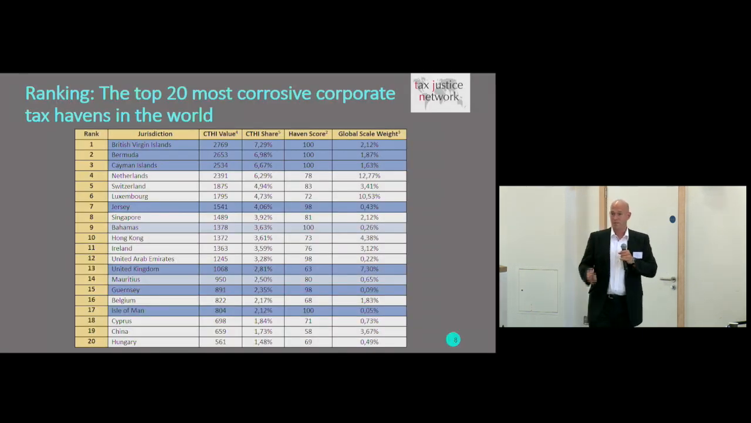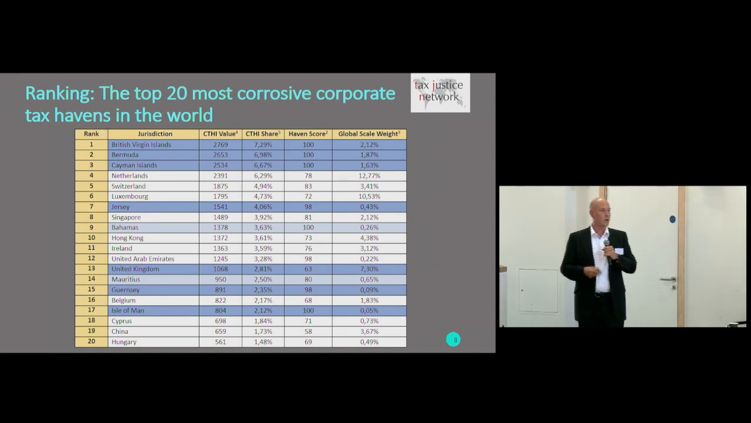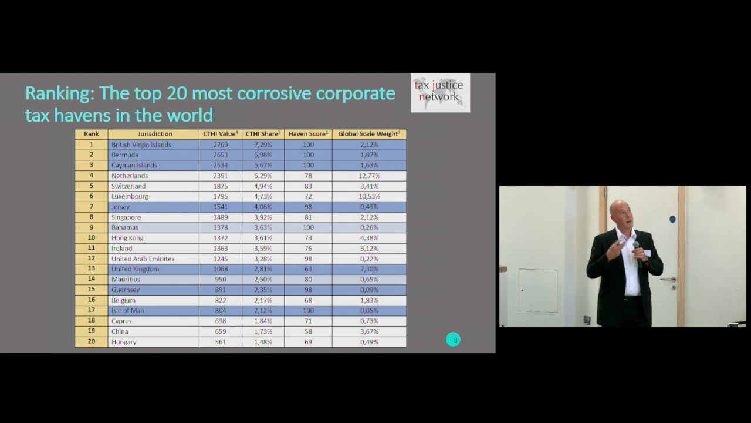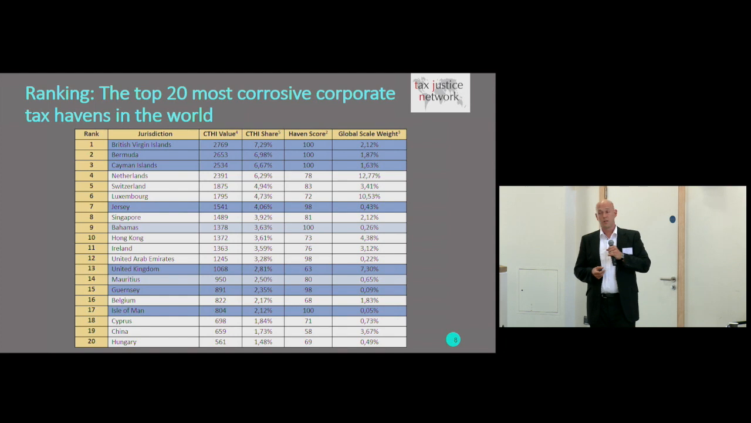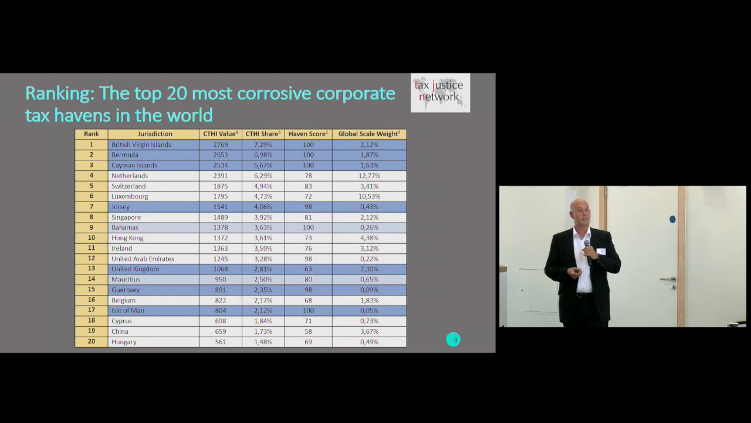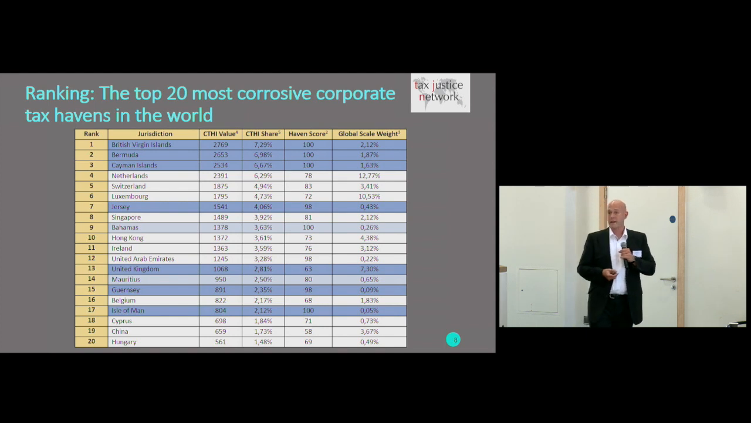The top rankings, these were hopefully seen by you in the media or elsewhere. The top 3 countries highlighted in blue here is every country controlled by the UK. The top 3 countries are BVI, Bermuda and Cayman Islands, or UK-controlled satellite corporate tax havens. And the next 3 are European countries.